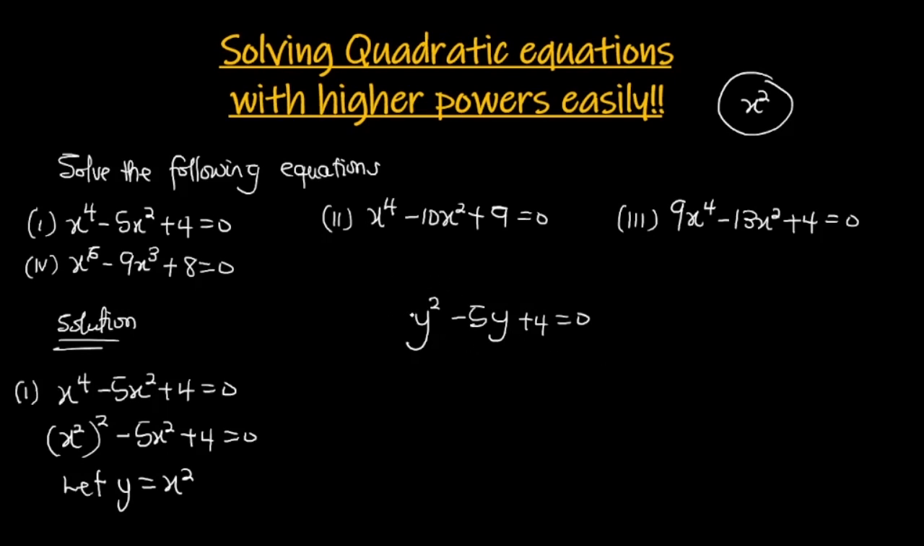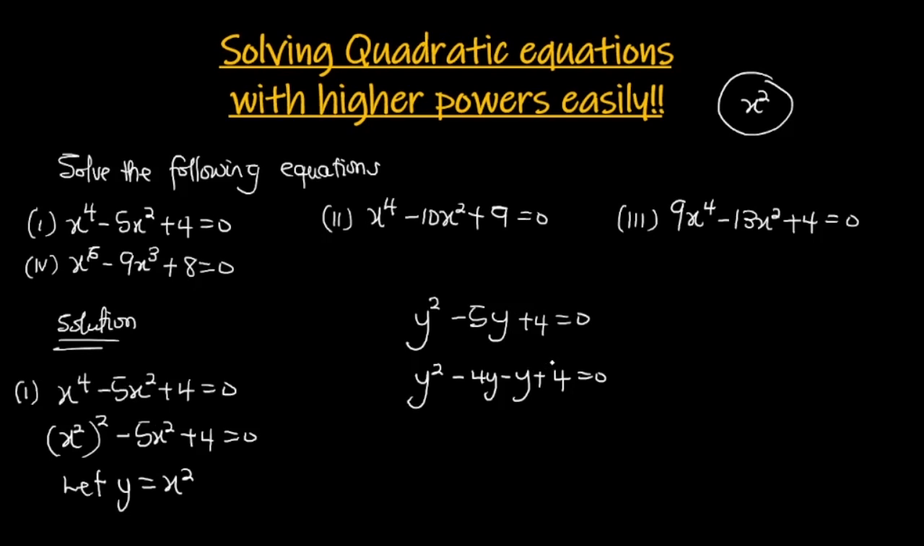Now the first thing we do is we take the coefficient of the y squared term and use it to multiply 4. So 1 multiplied by 4 will give us 4. Now which two numbers can we multiply to get 4, but if we add them we get negative 5? Negative 4 and negative 1: if we multiply them we get positive 4, and if we add them we get negative 5. So we use them. So we have y squared minus 4y minus y plus 4 is equal to 0.